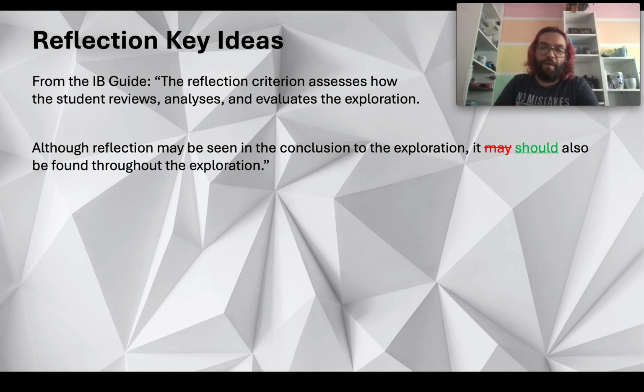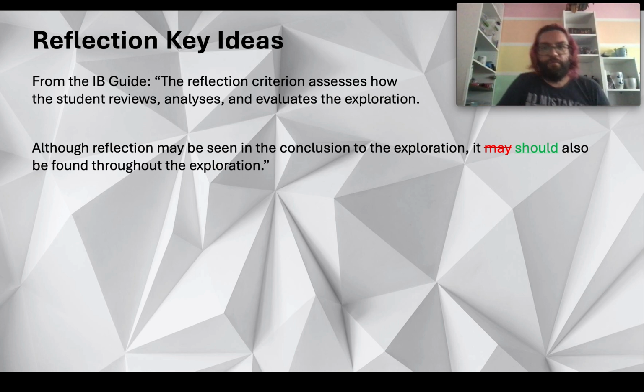I don't like using the word "may." I feel like IB really should have just used the word "should." Reflection should be found throughout the exploration. They kind of put in their guide, oh, it's okay if it's just in the conclusion, it's just got to be really, really good. All right, I guess you could. But reflection is really something that we should be doing throughout the processes that we do.